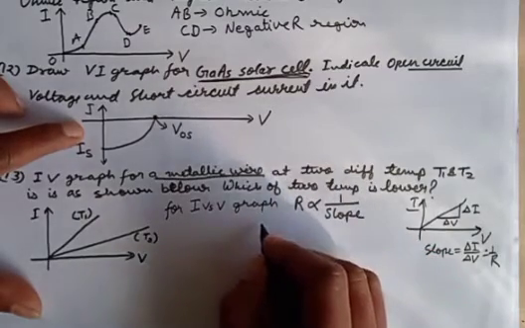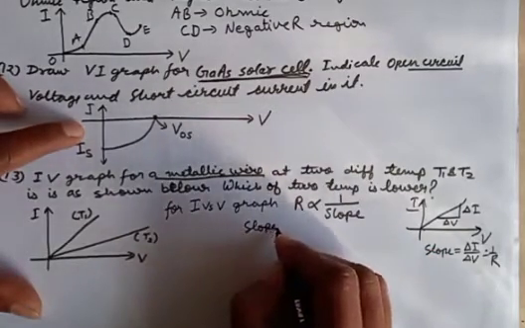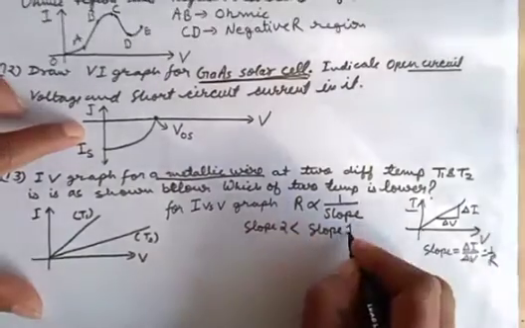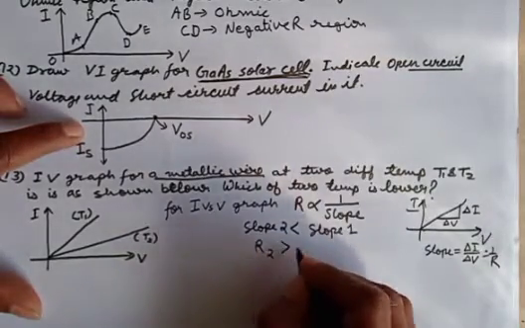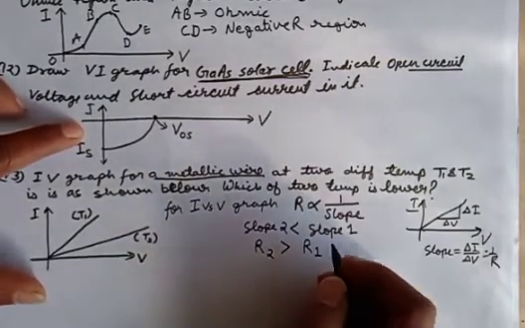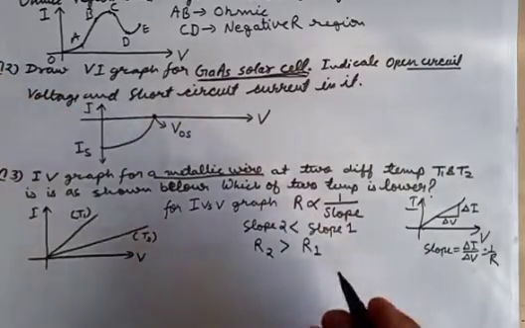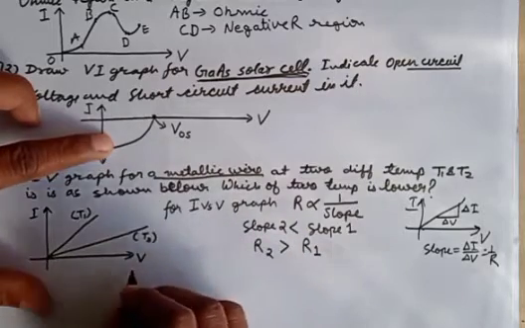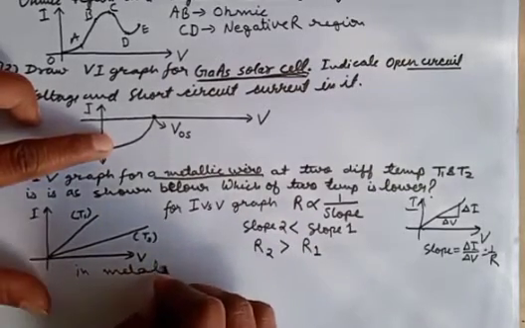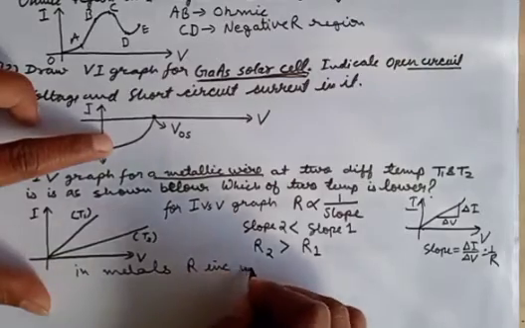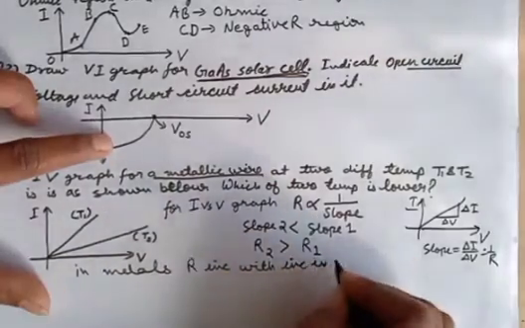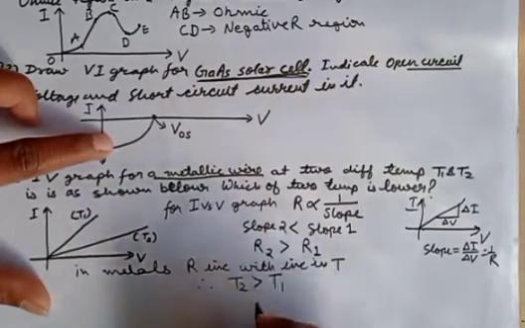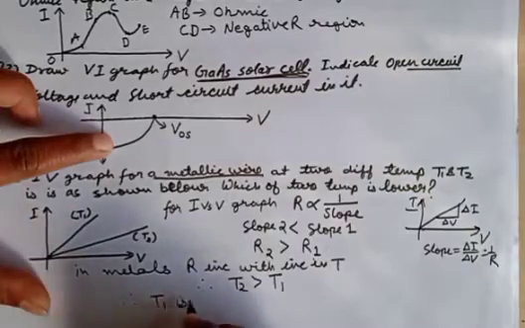It means now the slope of 2 is less than the slope of 1. So this implies that the resistance of 2 is greater than the resistance of 1. Now the question is, which one of the two has the lower temperature? So we can say in metals, R increases with increase in T. So T2 is greater than T1. So T1 is lower.